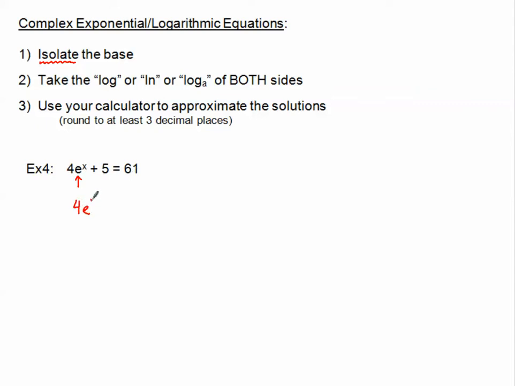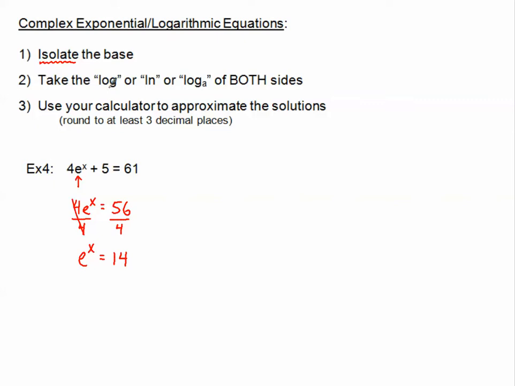4e to the x. Subtract 5, we've got 56. And then we'll divide the 4 away, since it's just a coefficient. And I'll have e to the x is equal to 14. So we've isolated the base. It has to be all by itself. The next step, we have a bunch of options, really.